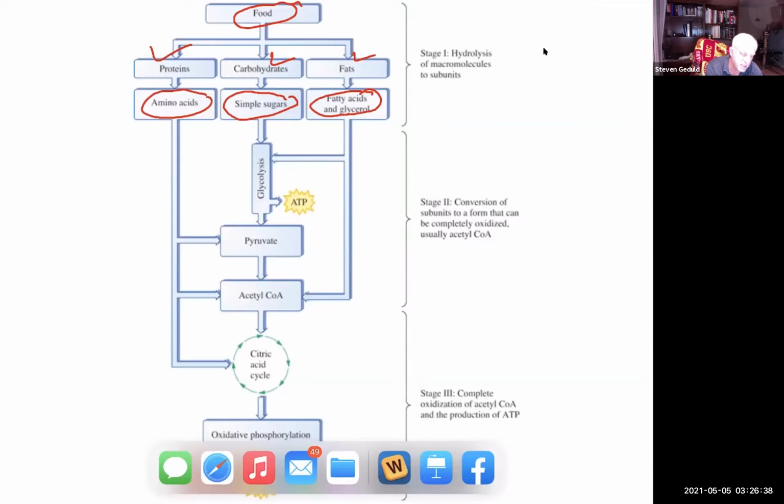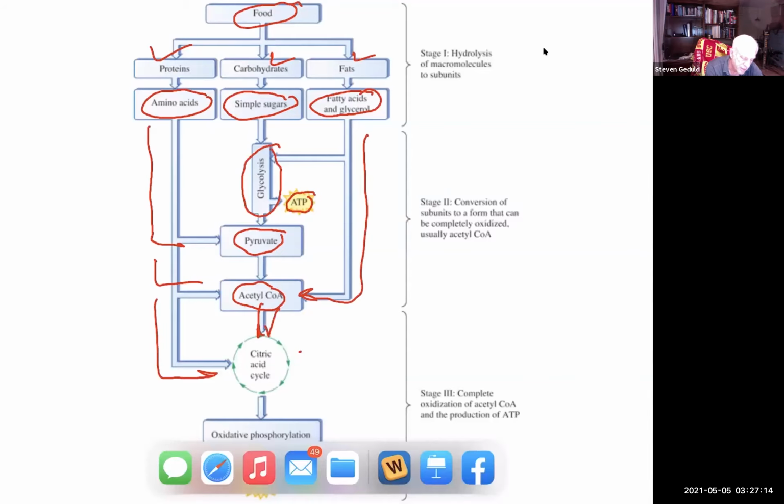All right, so the amino acids break down, and they can go into pyruvate, they can go to acetyl coenzyme A, and they can enter the citric acid cycle. And when this cycle goes through, it produces a large amount of ATP. The simple sugars undergo glycolysis. You add phosphate to glucose, so you start breaking down glucose, and you release ATP. Glucose breaks down into pyruvate, which is a 3-carbon molecule. That breaks down to acetyl coenzyme A and enters the citric acid cycle. Fatty acids go to acetyl coenzyme A and enter the citric acid cycle.